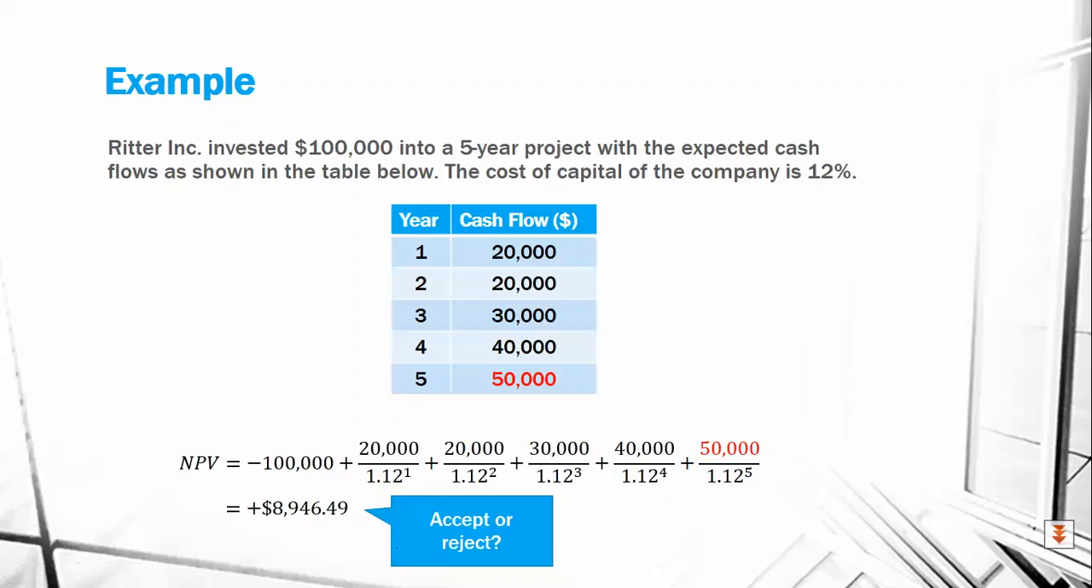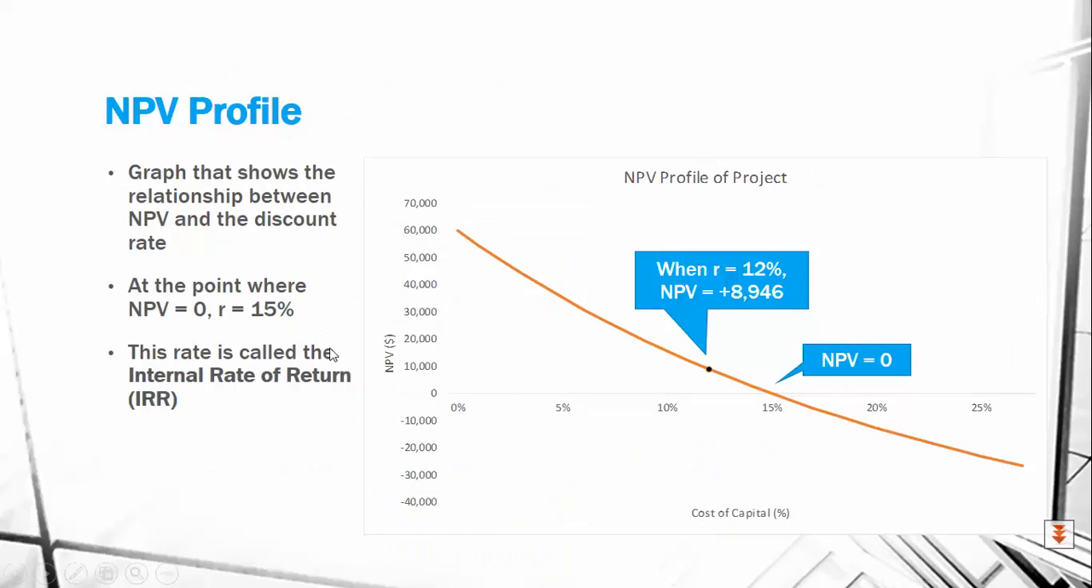If we were to plot the NPV of this project against its cost of capital, you can observe that as the cost of capital increases, the NPV of the project will decrease. This is normal, as the project gives a lower and lower return when the capital becomes more expensive.